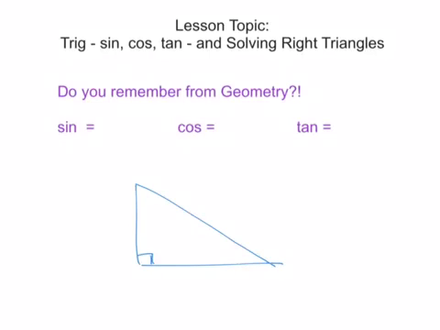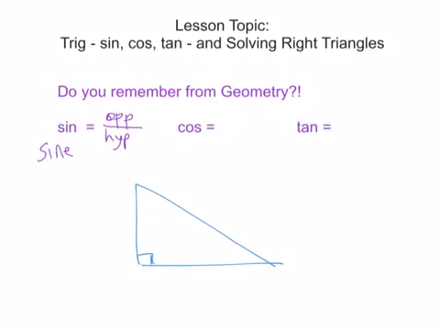The sine, cosine, and tangent ratios are a ratio or fraction that compares two different side lengths of a right triangle. The sine, S-I-N, is the abbreviation for sine. It's actually spelled S-I-N-E. The sine ratio is the opposite side over the hypotenuse. Now let's remember what we mean by opposite side and the hypotenuse.